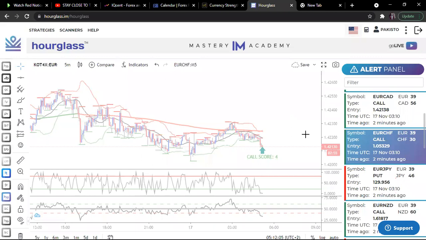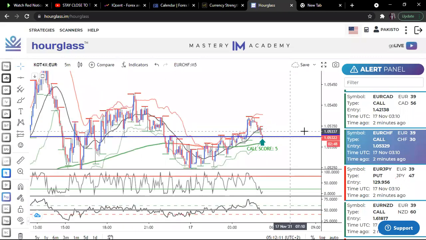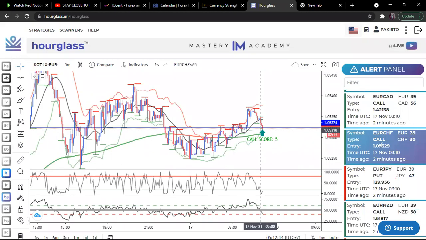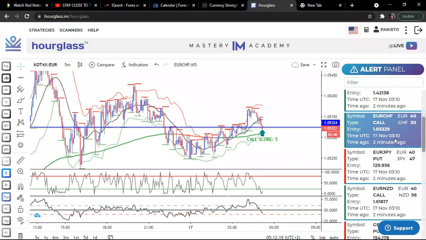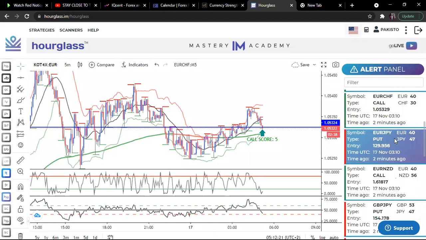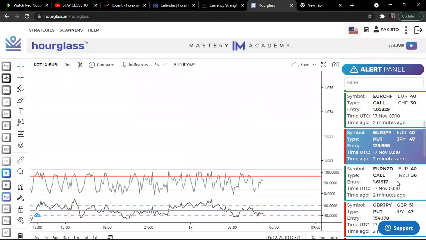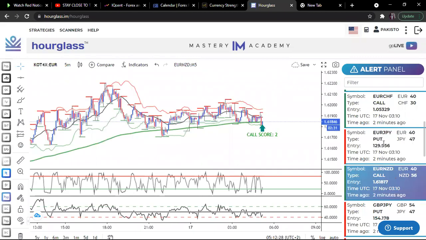USDCHF is getting ready for a push, a call. So I am looking at that currency pair, but I just want to see what's happening elsewhere, ladies and gentlemen. But that USDCHF is setting up for us.